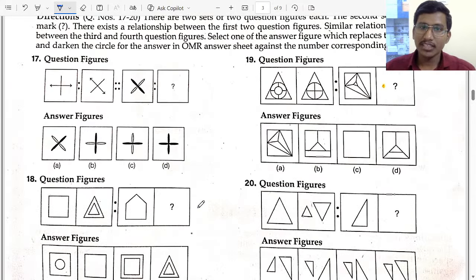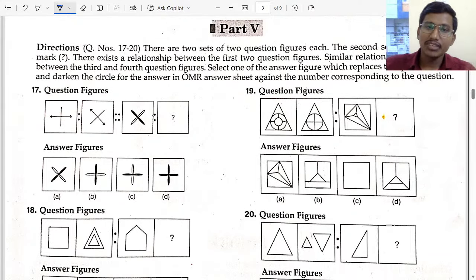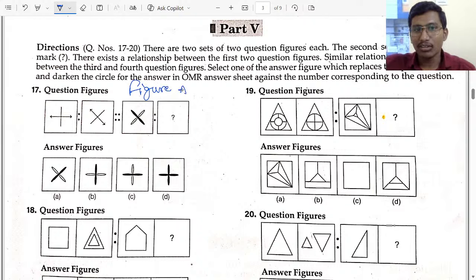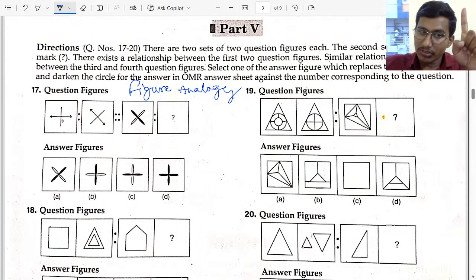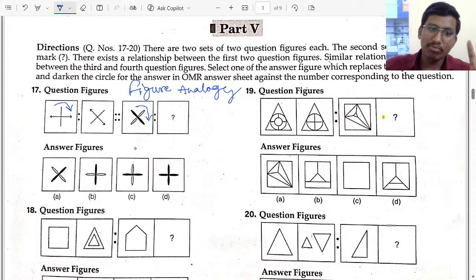That is part 5. What will be part 5? Figure analogy. If you see in this figure, the plus sign is rotating. Here also we have to rotate it. If you rotate it, what will come? The cross will become a plus. So the cross becoming a plus means the answer will be option B.